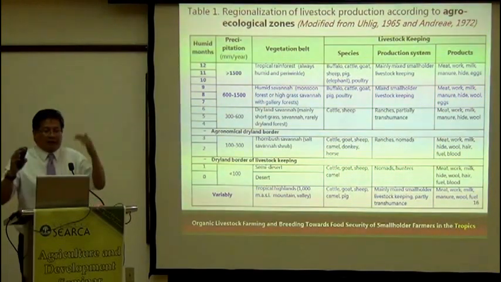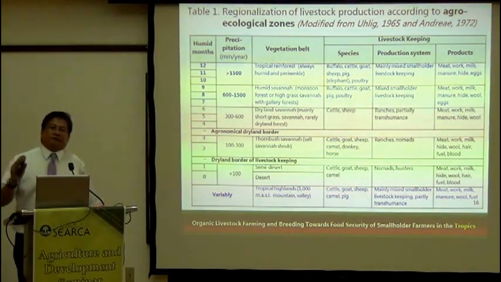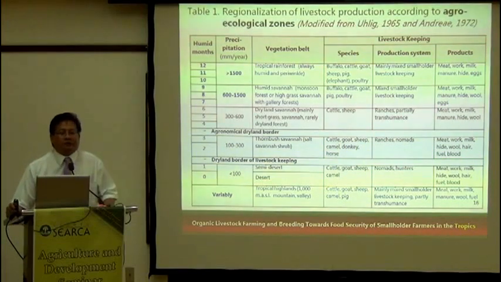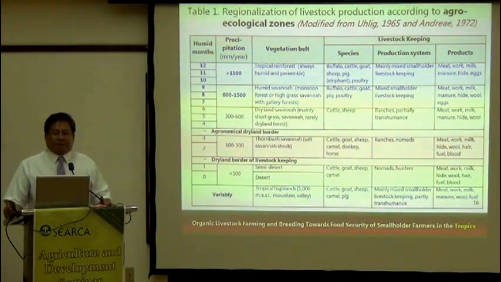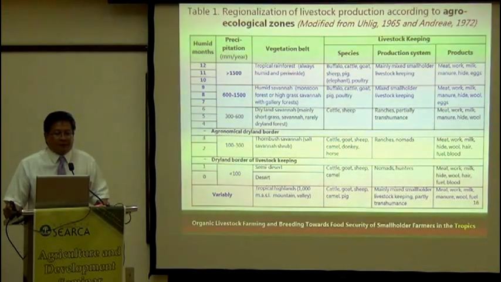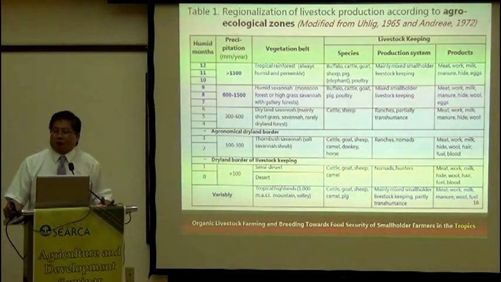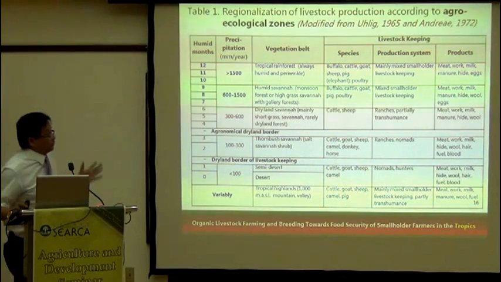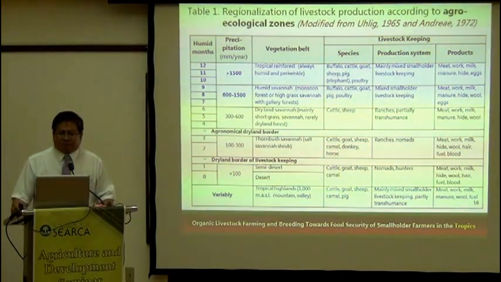And just to highlight what I mean by tropics, I usually discuss a lot of overlaps with developing countries. The classification according to the agroecological zones has been used many times in the past, and is based on the precipitation and the number of humid months that a particular location would have. And I would like to highlight that those in blue are actually the same areas where you could find here in the Philippines and in other neighboring countries in Southeast Asia.